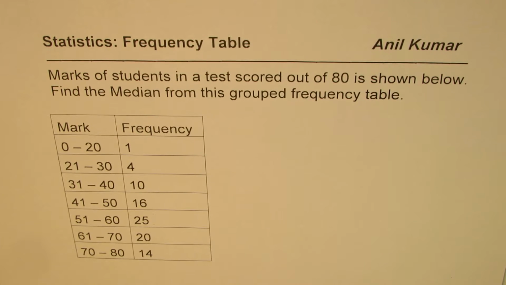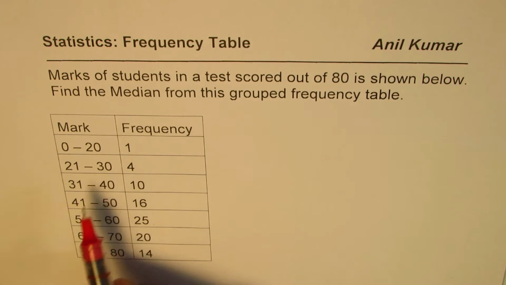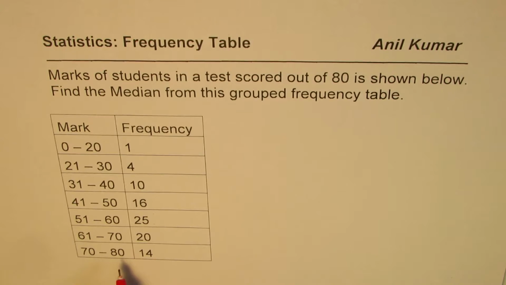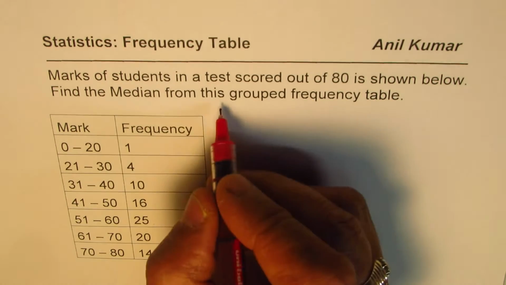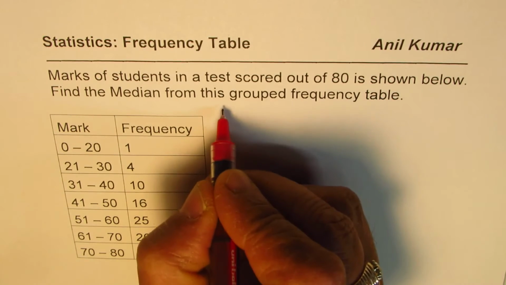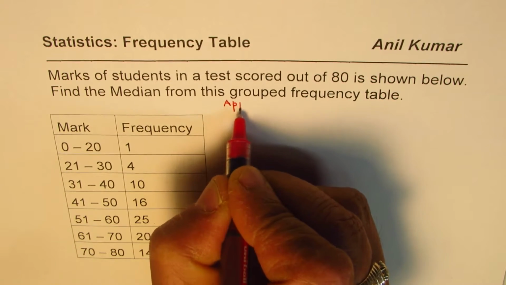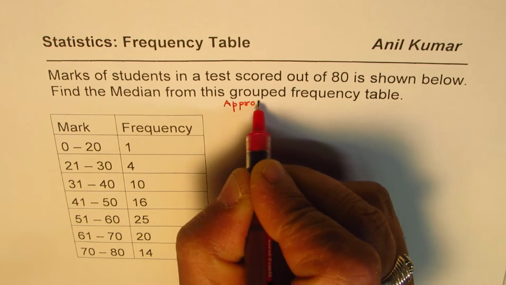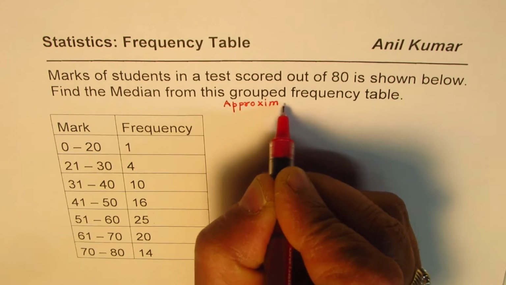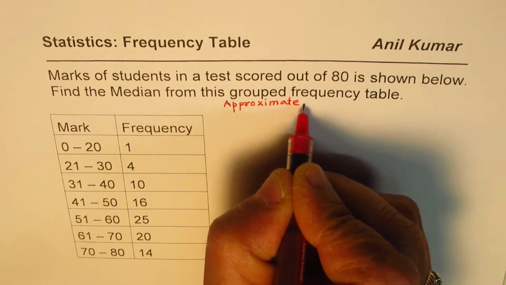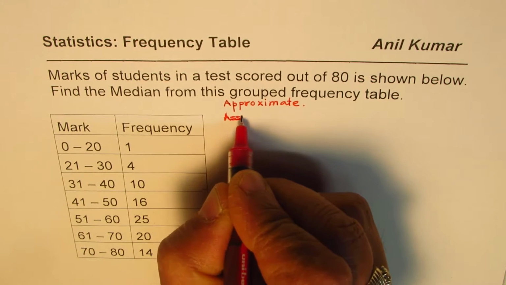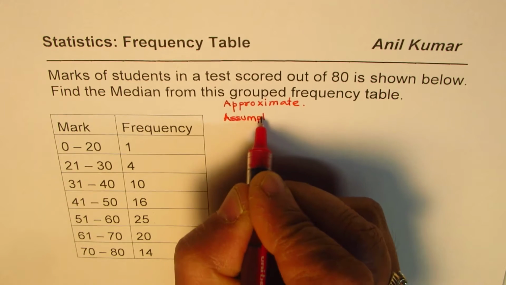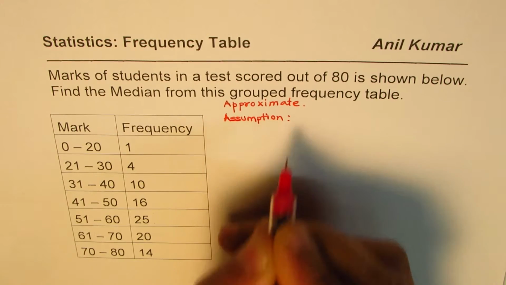Remember one thing, that whenever we are given grouped data, you cannot find the exact value. So we are looking for an approximate answer, right? This is very important to understand. We are going to find the approximate median, and that too with an assumption. So what is our assumption? Let me write down the assumption also.